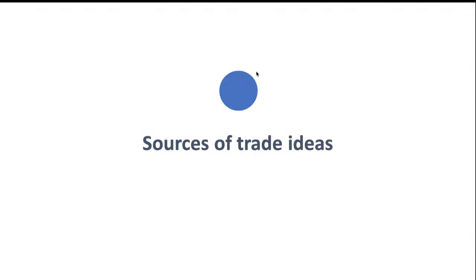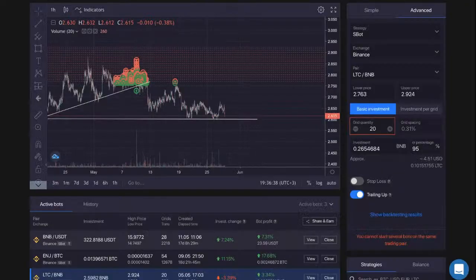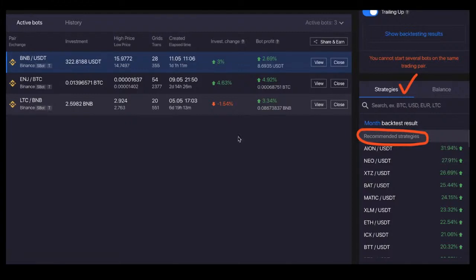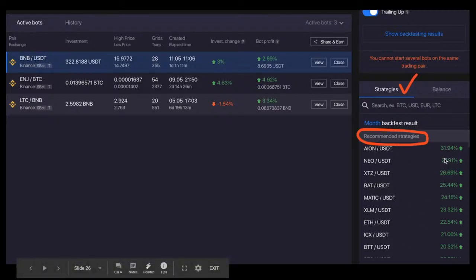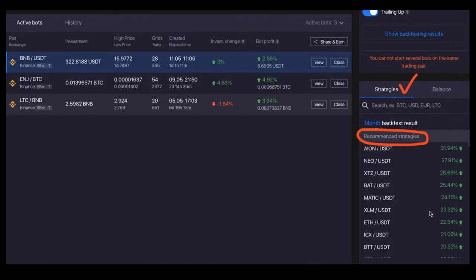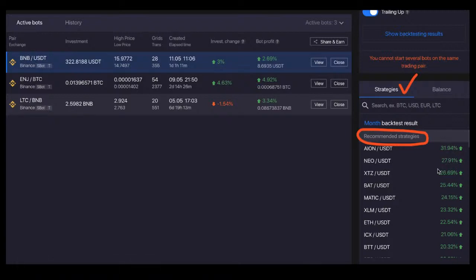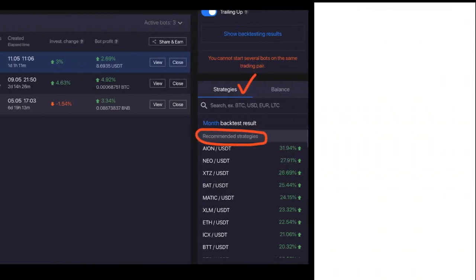As I started telling you about the trade ideas that you can find on the chart, there are some other sources where you can find trade ideas. For instance, as I already showed you, there are recommended strategies. So these are the trading pairs that have the best price momentum and better volatility right now, which you can take advantage of by applying automated trading. And there is backtesting.